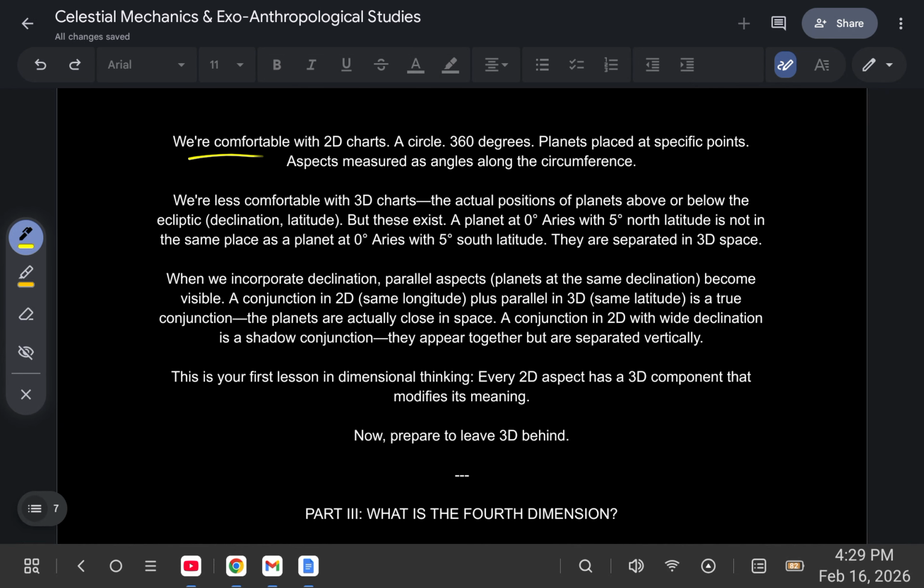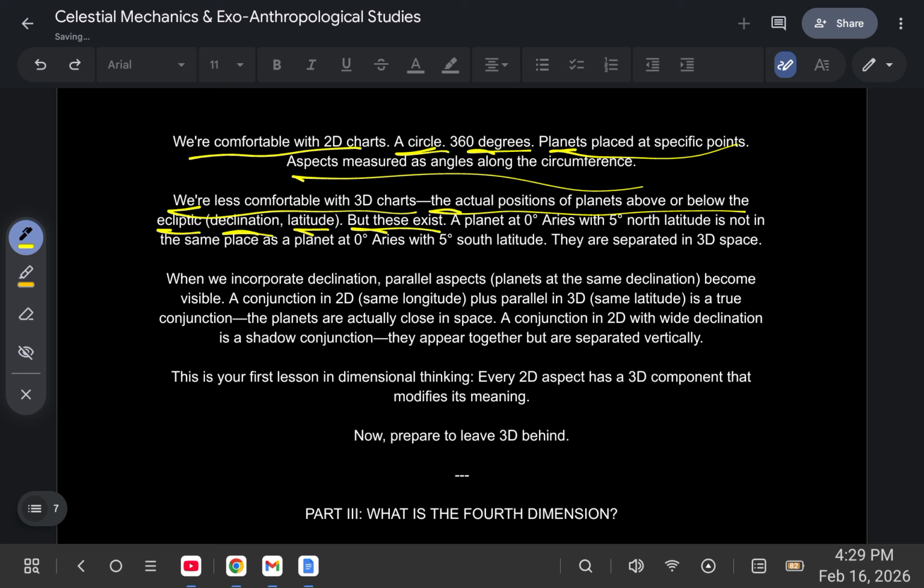So technically, as astrologers, we're comfortable with 2D charts, a circle, 360 degrees, planets placed at specific points, aspects measured as angles along the circumference. We're less comfortable with 3D charts, the actual positions of planets above or below the ecliptic, declination, latitude, but these exist. A planet at 0 degrees Aries with 5 degrees north latitude is not in the same place as a planet at 0 degrees Aries with 5 degrees south latitude. They are separated in 3D space.